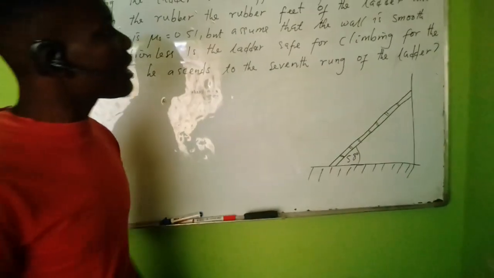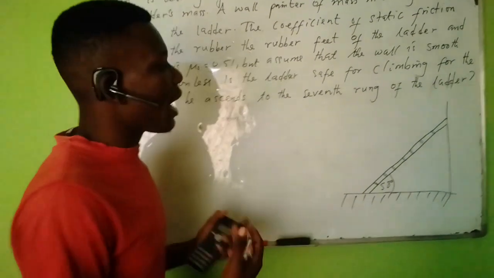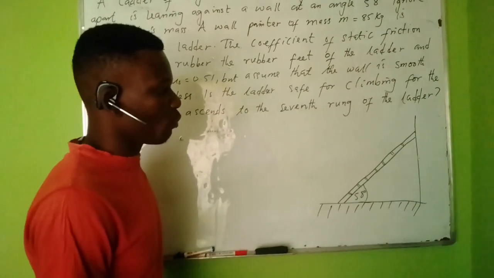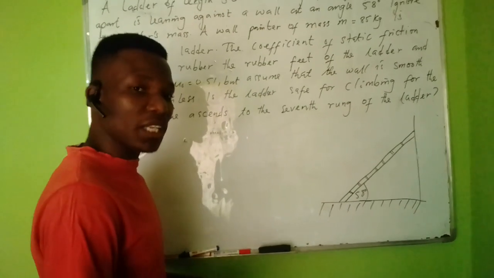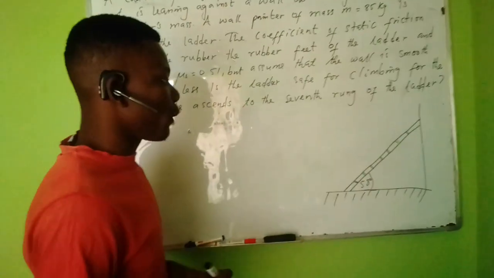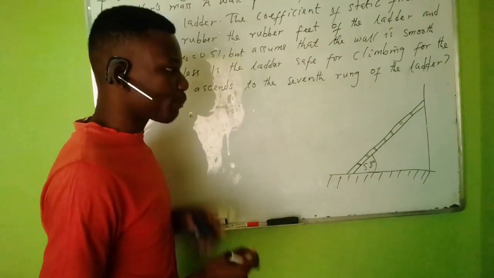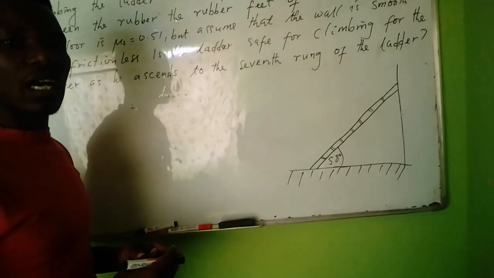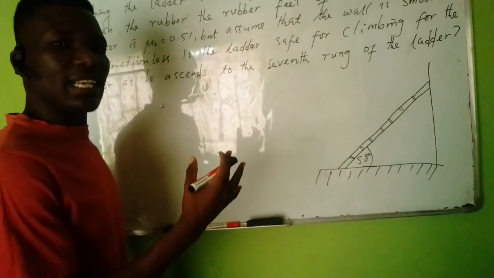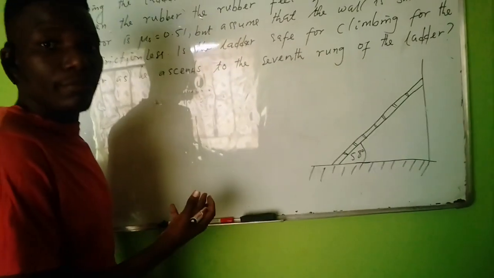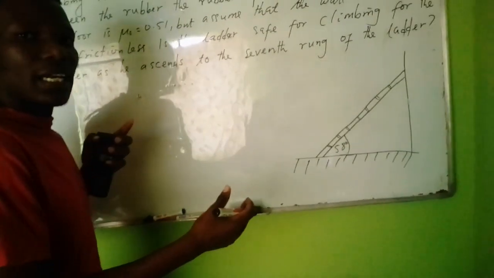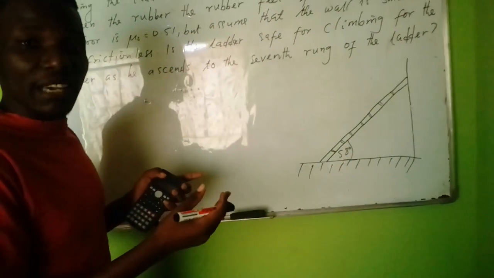Okay, so this is the question, and today I'm going to solve it in a different way. I believe it's going to be understood from the approach that I'm going to take. The approach is to first determine at what point this ladder is going to begin to slip, because I know that the point at which the ladder begins to slip, it's not going to be safe for the painter.